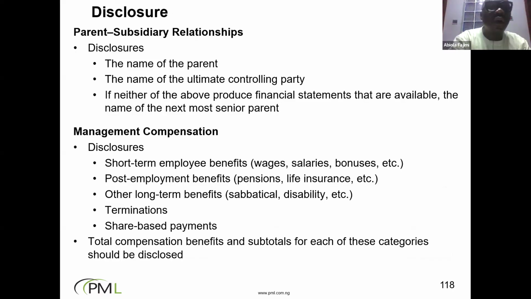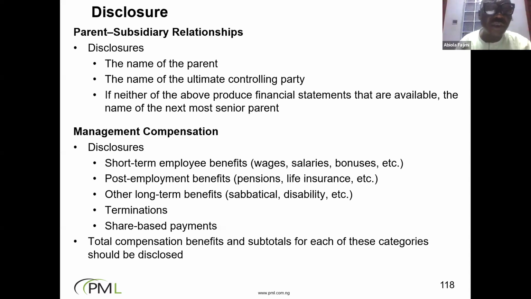What do we need to disclose? We need to disclose the name of the parent and the ultimate controlling interest. If neither of these produces financial statements available for public use, the name of the next most senior parent. So we need to disclose the name of everybody in that group structure so that the user of the financial statements can understand it.